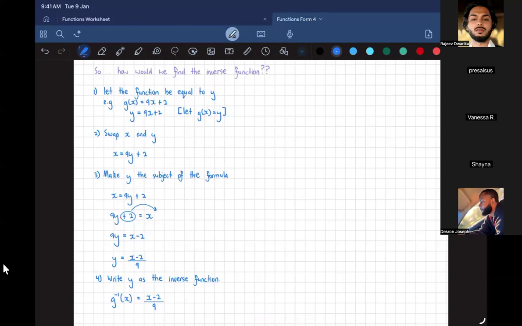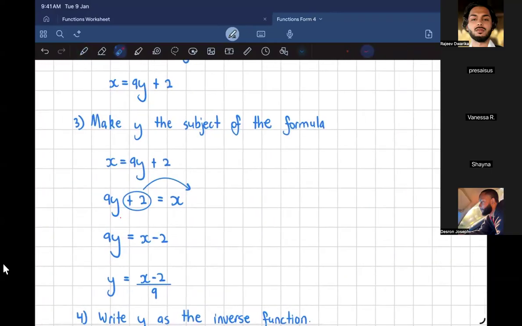Step 3, you want to make y the subject of the formula. If you want to make something the subject, ideally, you should have it on the left-hand side. So all I did was switch this around, and then I move across the plus 2, so I end up with x minus 2, and then I move across the 9, so it turned to divide by 9. Why? Because over here was 9 multiplied by y, so if I move it across, it will turn to the opposite, which is divide.